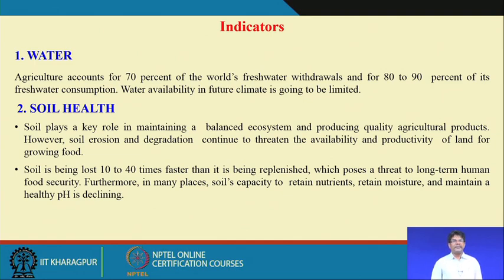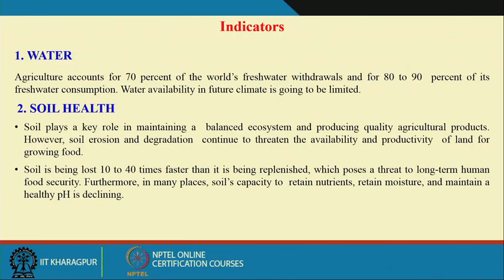Then, the second indicator, soil health. Soil plays a key role in maintaining a balanced ecosystem and producing quality agricultural products. However, soil erosion and degradation continue to threaten the availability and productivity of land. So, to maintain soil productivity, our activities like minimum tillage, conservation tillage or soil conservation practices should focus on how to minimize soil erosion and degradation.